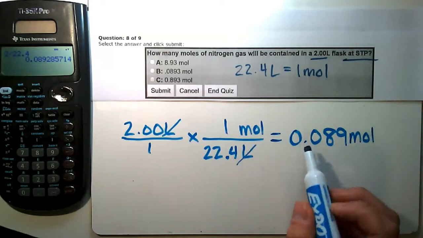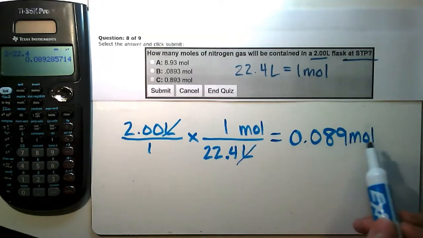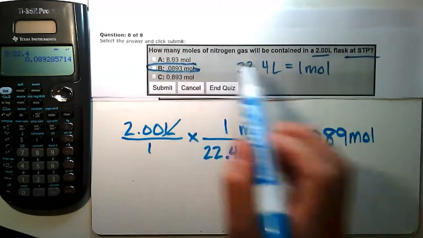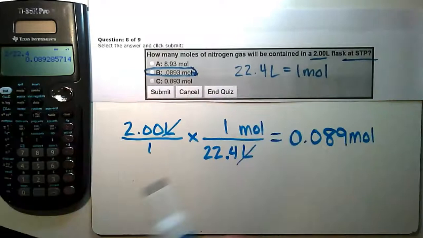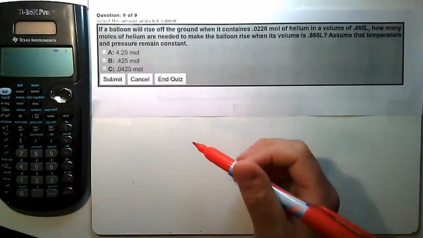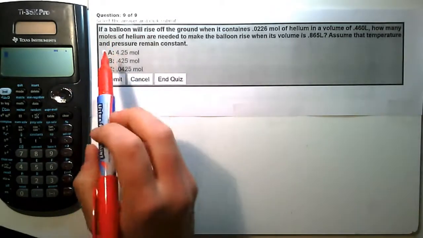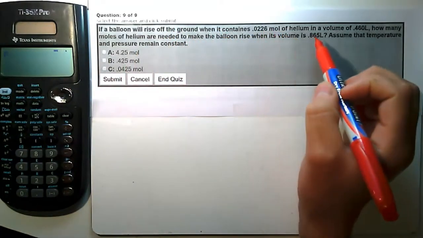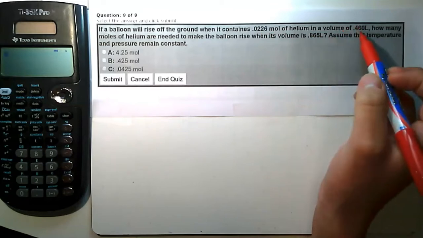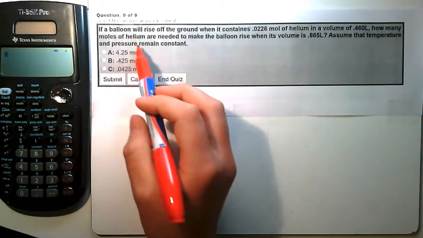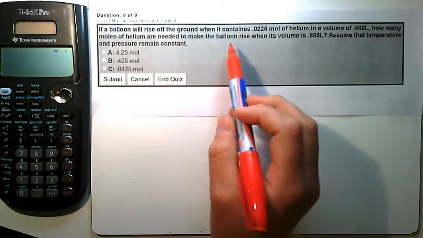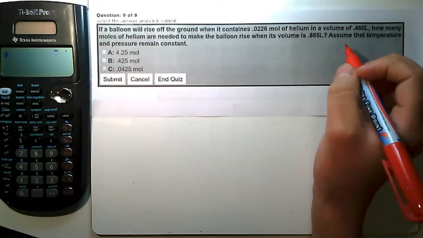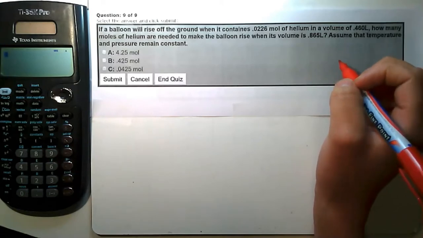So let's look for the answer that matches this. 0.089. 0.0893 is very close, so that is our correct answer here. Okay, in this last problem, it says if a balloon will rise off the ground when it contains 0.0226 moles of helium in a volume of 0.460 liters, how many moles of helium are needed to make the balloon rise when the volume is 0.865 liters? Assume that temperature and pressure remain constant.